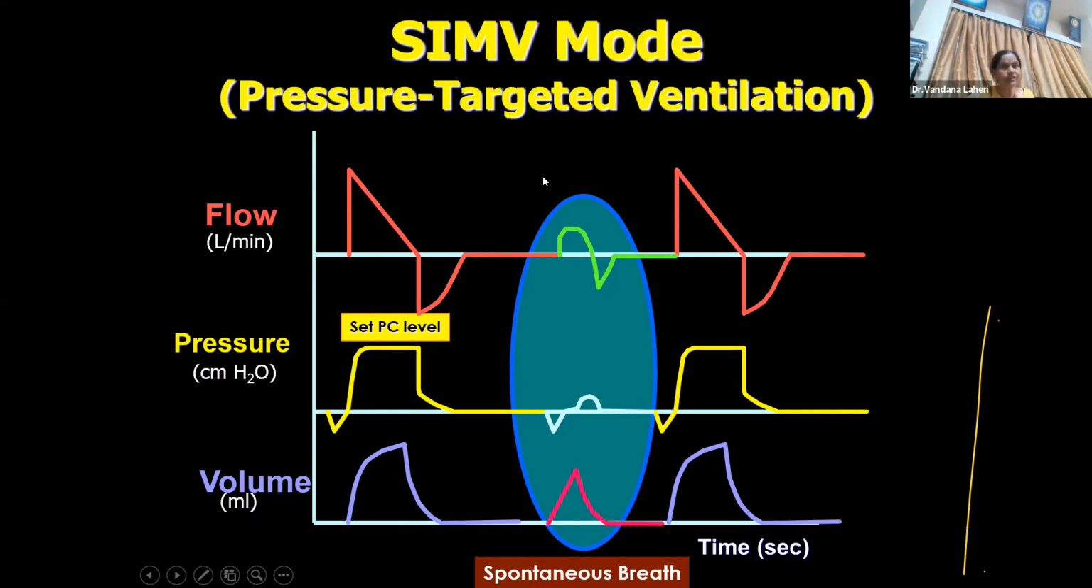Now this is your SIMV mode. Okay. In between two mechanical breaths, the patient is breathing spontaneously. So obviously this is your spontaneous pressure time curve. Volumes will be much less because it is the patient's own volume generated. So this is a spontaneous breath. Okay, so this is how a graphic of SIMV will look.